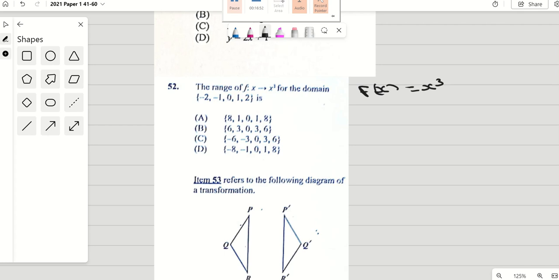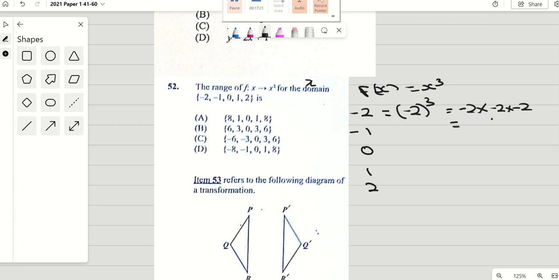And they're telling you that your x values, or your domain (domain is also known as your x values), is minus 2, minus 1, 0, 1, 2. So you're going to put these values in this equation, meaning you're letting x be equal to minus 2. So this is going to be minus 2 all cubed, which means minus 2 multiplied by minus 2 multiplied by minus 2.